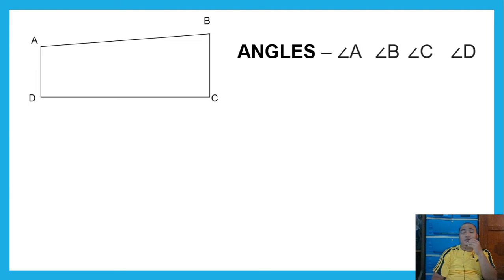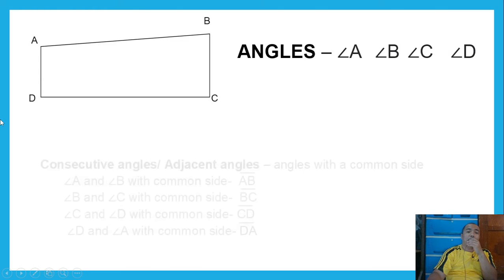Now in the same quadrilateral ABCD, these are the angles: angle A, angle B, angle C, and angle D. Angle A can also be named as angle DAB or angle BAD. Angle B can also be named as angle ABC or angle CBA. Angle C can also be named as angle BCD or DCB. And angle D can be named as angle ADC or CDA.